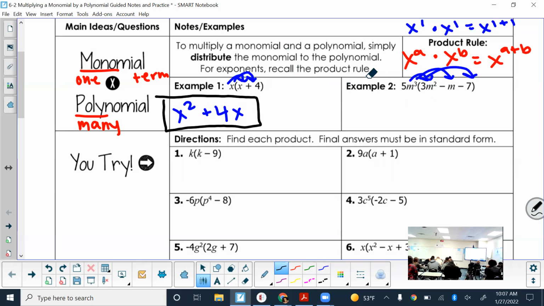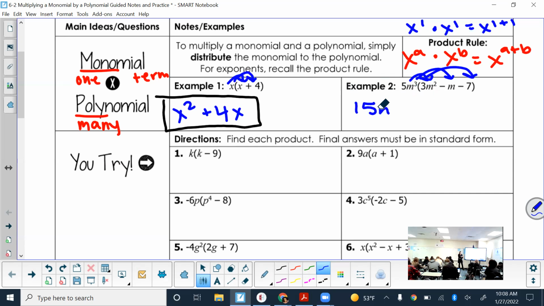All right, so then let's try example 2 where there's more than 2 things in the parentheses. They're still distributing and multiplying the outside by all the inside terms. So we're starting with these 2, 5m cubed times 3m squared. Just start with the coefficients. Those are normal. So what are the coefficients? 5 and 3 are the coefficients, so multiply them together. What's 5 times 3? 15.